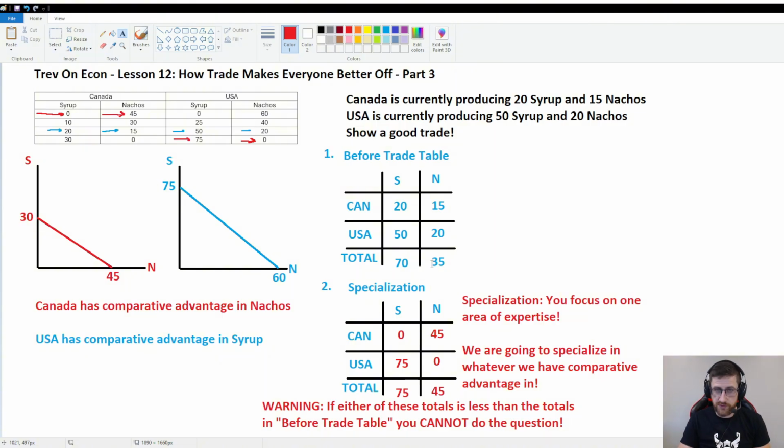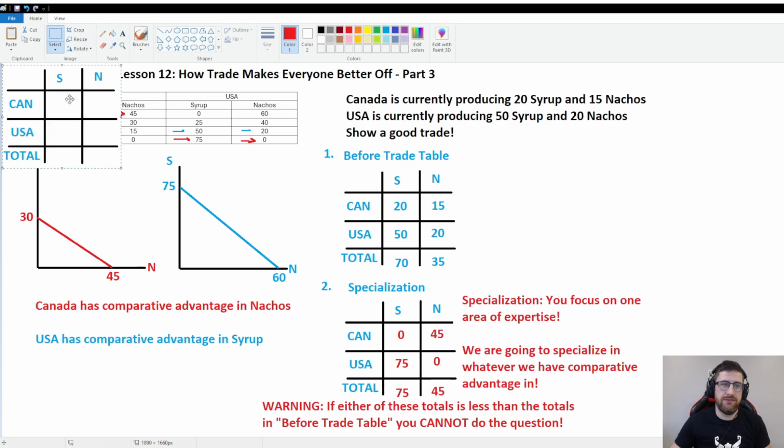So those are the first two tables. And at this point, we haven't actually really done anything. We've basically just pulled numbers from different spots and tried to combine them. So we have one last step, and that is to now make the trade.